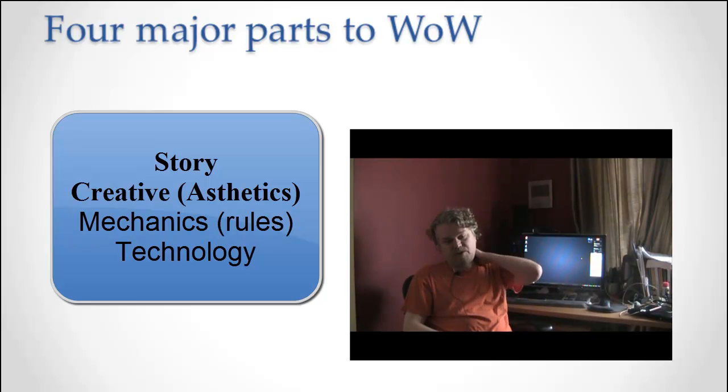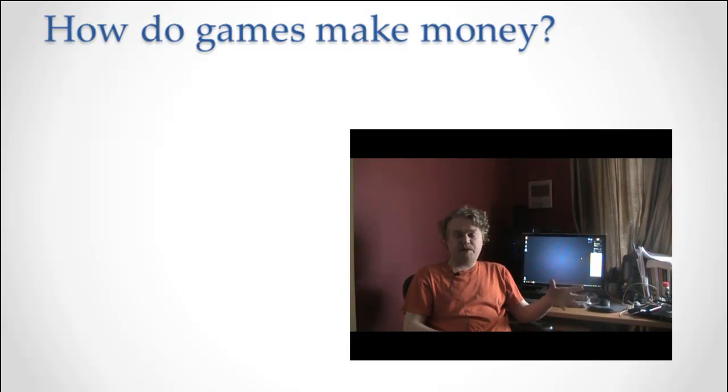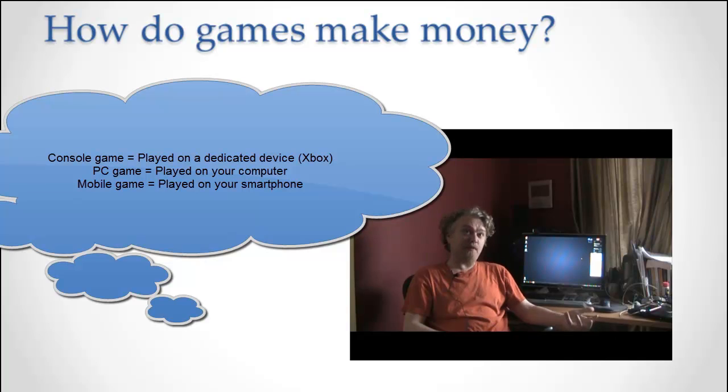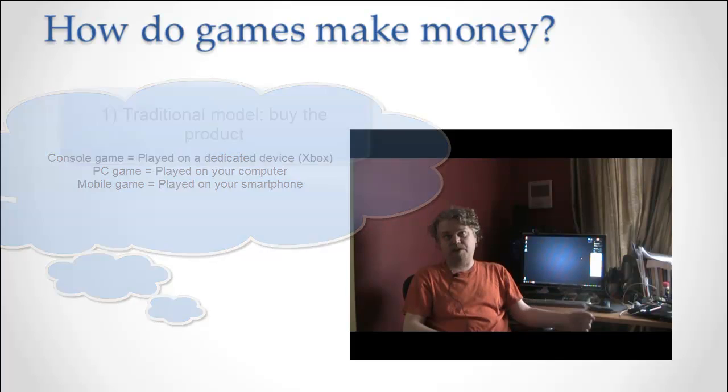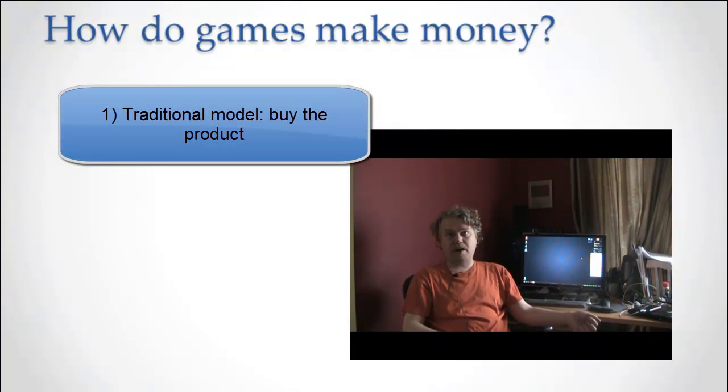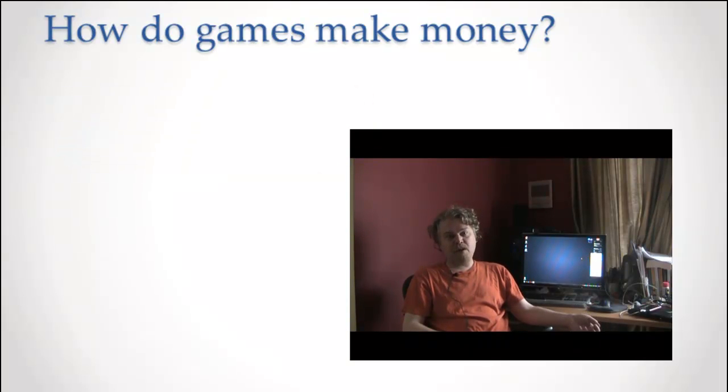So there are different kinds of games, whether it's a console game or a PC game, a Facebook or social game, or a mobile game, and all have slightly different models. So maybe I can just quickly go through each one of those. The traditional model has been, you go to the store, you buy a $40 or $50 box, you bring it home and put the CD or DVD into your Xbox or your computer and play the game.